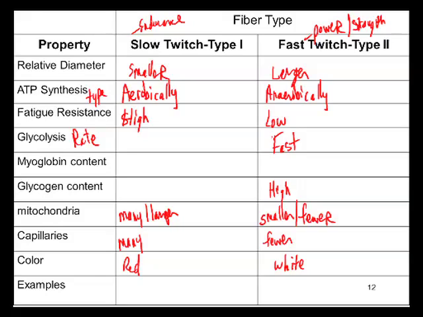Now, slow twitch fibers still undergo glycolysis. It's not slow, it's actually what they call a moderate rate. But glycolysis still happens, but glycogen content is going to be low. In fact, most of these slow twitch fibers are going to rely mainly on fatty acids and triglycerides as their fuel source.